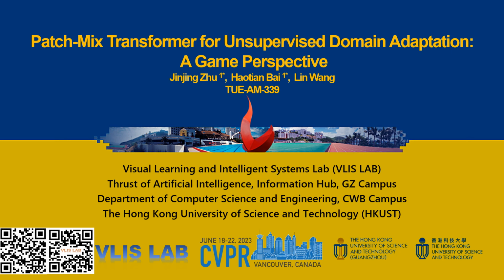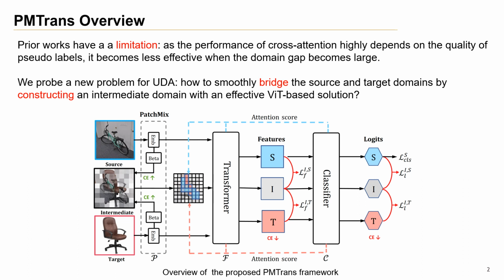In this video, I will present our CVPR 2023 paper, Patch Mix Transformer for Unsupervised Domain Adaptation, a game perspective. In this work, we want to address the limitation of previous works, as the performance of cross attention highly depends on the quality of pseudo-labels. It becomes less effective when the domain gap becomes large.